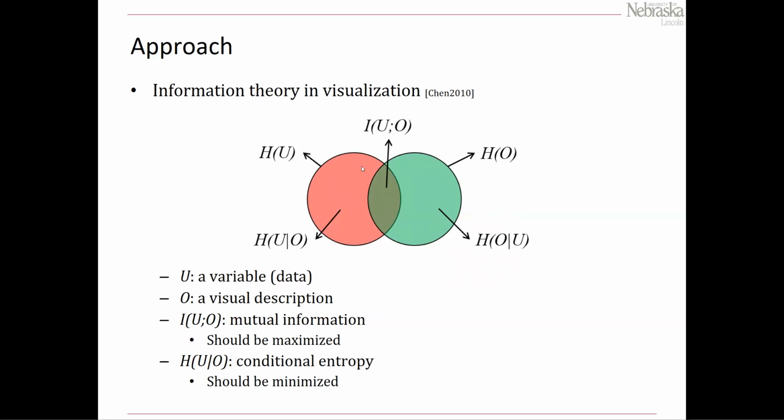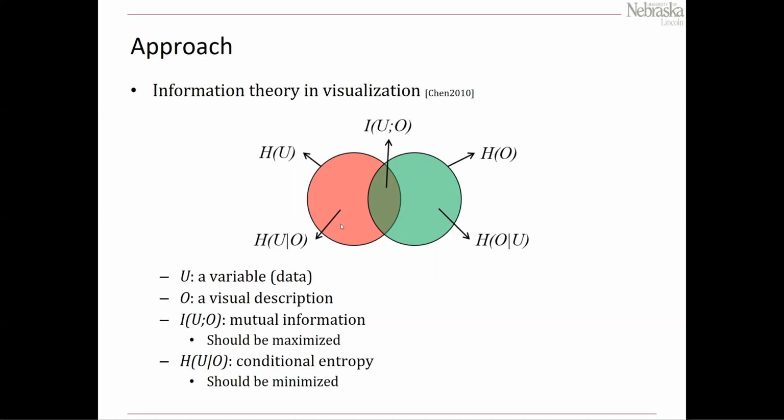So this circle represents the entropy of the information held by the random variable. And this green circle represents a visual description of the data, and certainly it also contains an amount of information. And the intersection between these circles is the mutual information, which means the information shared by both U and O.